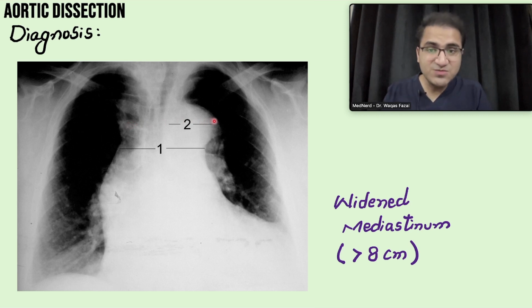The mediastinum is measured at the aortic knuckle, and if it is greater than 8 cm, this indicates that the patient has aortic dissection.